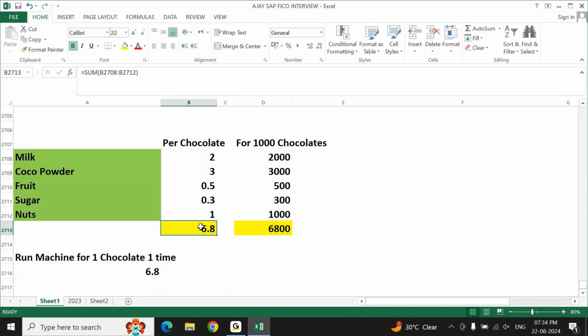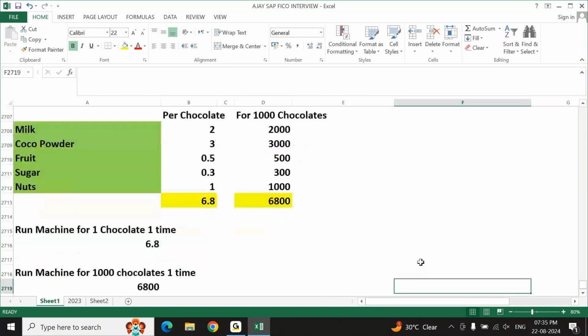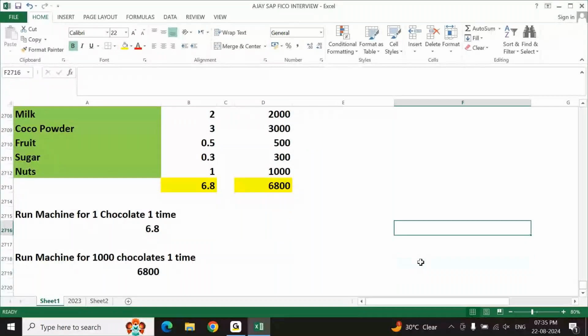On the other side, if you are manufacturing 1,000 chocolates, this is going to be 6,800. It is immaterial whether you make them one by one 1,000 times or 1,000 at a time. My cost is going to be 6,800. Agree with me? But on the other side, when I'm talking about my fixed cost, my fixed overhead, let's say I have labor.